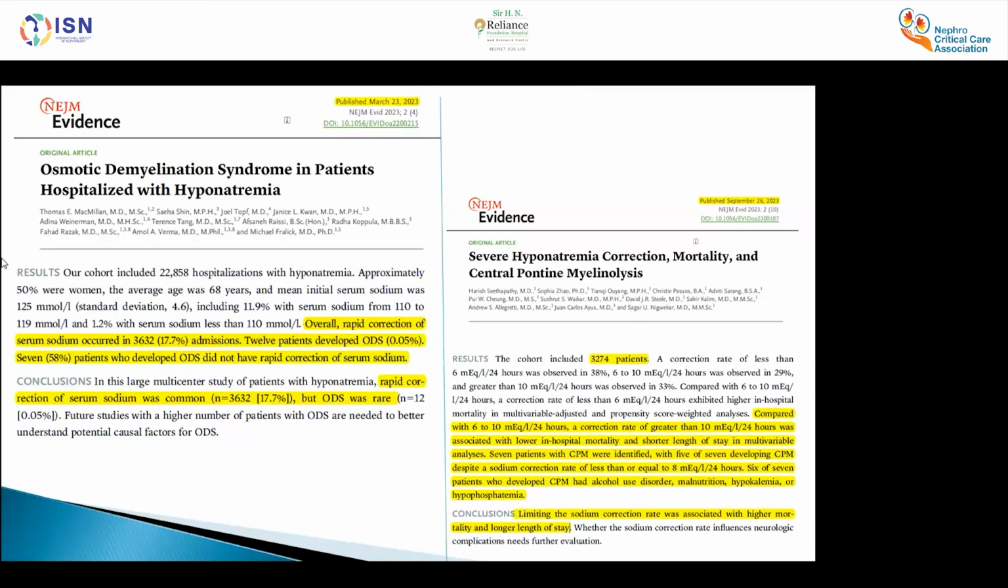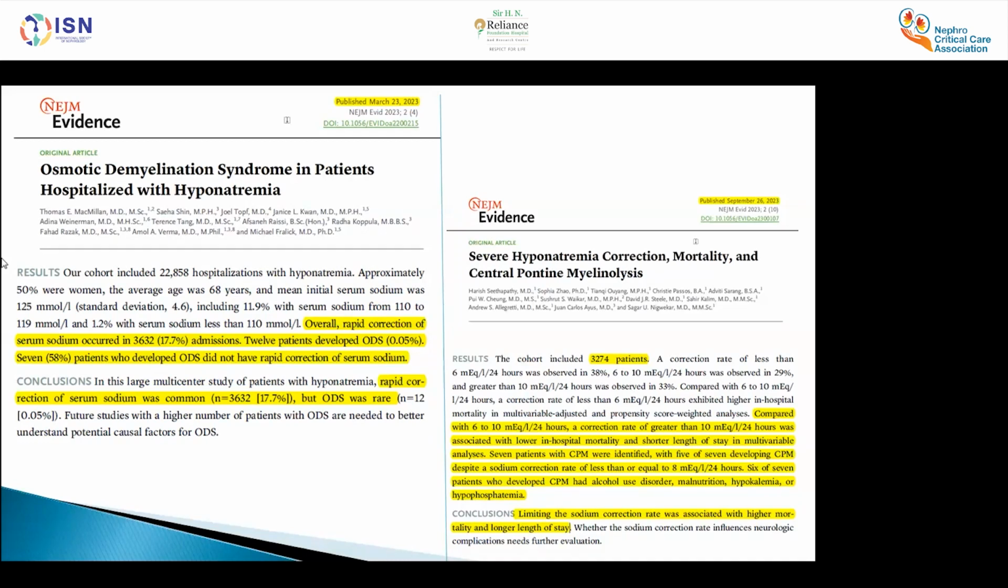So these are two articles published in NEJM in 2023 only. The first article is regarding osmotic demyelination syndrome in patients with hyponatremia. Amongst 28,858 hospitalizations with hyponatremia, there was overall rapid correction of sodium in 3,600 patients, but only 12 patients developed osmotic demyelination syndrome, and 7 patients who developed ODS did not have rapid correction of serum sodium. So in all, only 5 patients who had rapid correction of serum sodium developed osmotic demyelination syndrome. So though rapid correction of serum sodium was common, osmotic demyelination syndrome was rare.